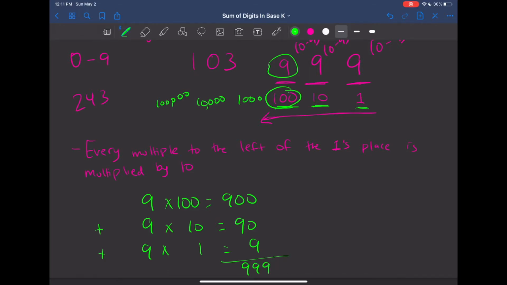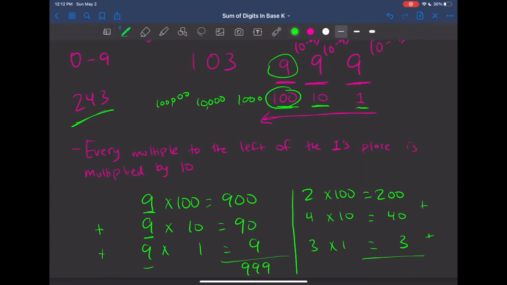And I'll actually do this with another example just so you see which 9 is which. So if we were to do the same with 243, we see that the 2 is in the hundreds place, right? So we'd multiply 2 by 100, and that gives us 200. And we have 4 in the tens place, so 4 times 10 gives us 40. And we have 3 in the ones place, so 3 times 1 equals 3. And once we add all these up, we get 243. And that's how we represent our numbers as a decimal, or a number that is base 10.